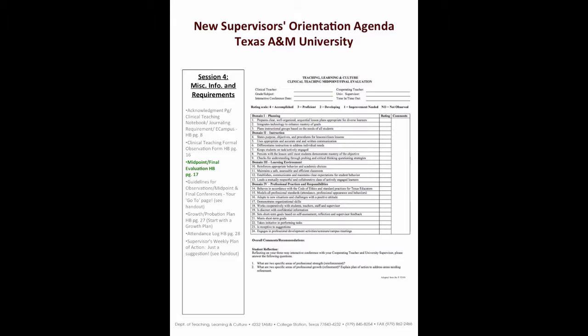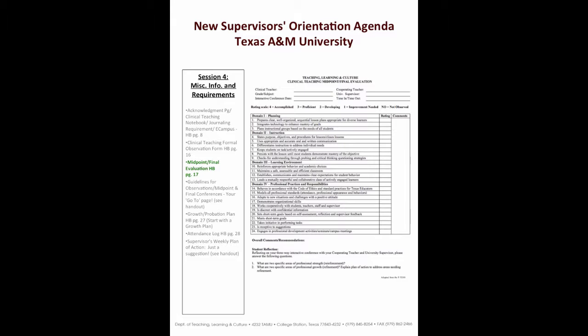If the numbers are a 2 and a 4, then discuss the reason for the wide gap and make the needed changes. Following this brief meeting with the cooperating teacher, have the clinical teacher join you and the cooperating teacher to conduct a 15 to 20 minute three-way conference.